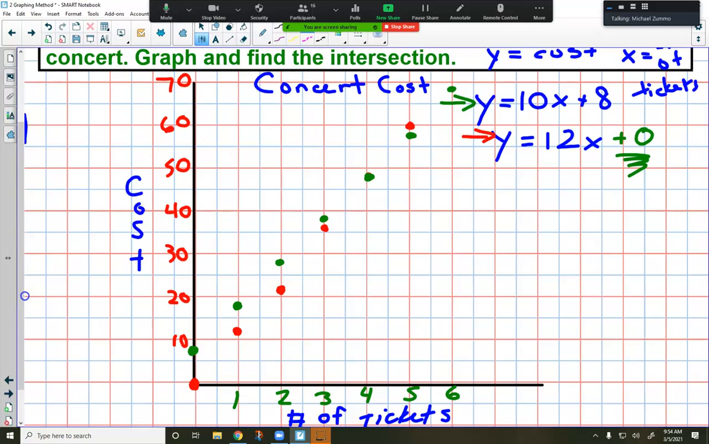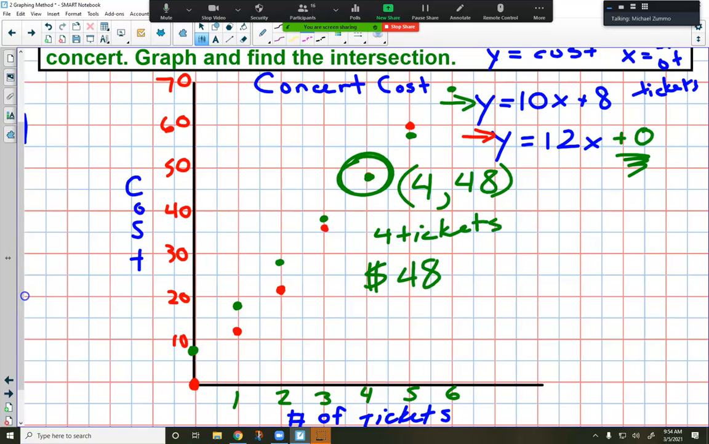We understand that? Questions? So this point right here is the big point. This 4, 48. It's the overlap. This means that at 4 tickets, the cost is going to be $48.